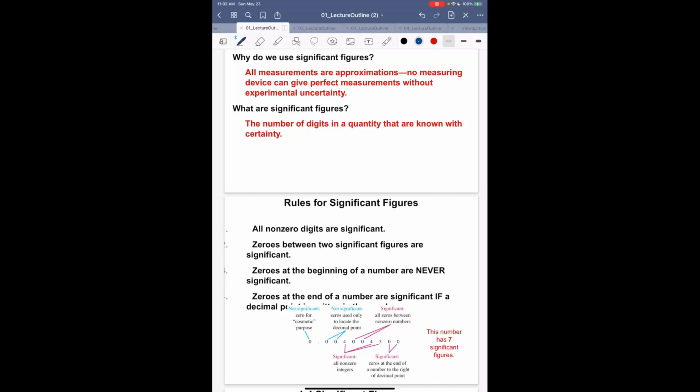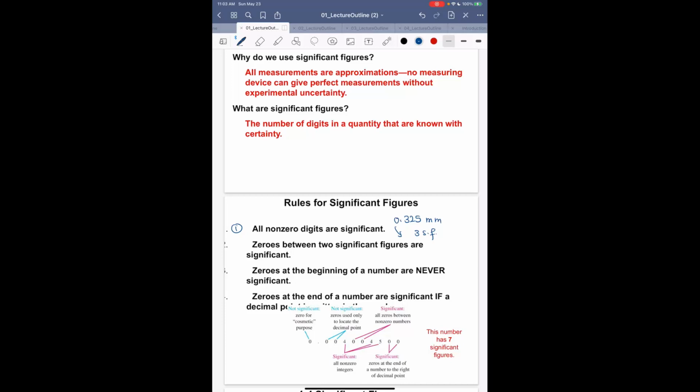Now, the first rule: all non-zero digits are significant. Then if you have the numbers 1, 2, 3, 4, 5, whatever, they will be significant. Then if I have 0.325 millimeters, this is going to be 3 sig figs. Okay? Now the zeros, they are in 3 categories.